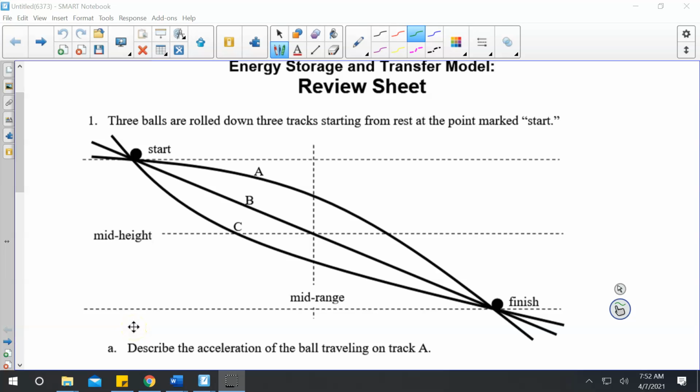So we're going to start by looking at the review sheet for energy. On this review sheet, it gives you a picture of a ball going down 3 different ramps. And so they want you to describe the acceleration of the ball traveling on track A. So we'll go through this problem 1.